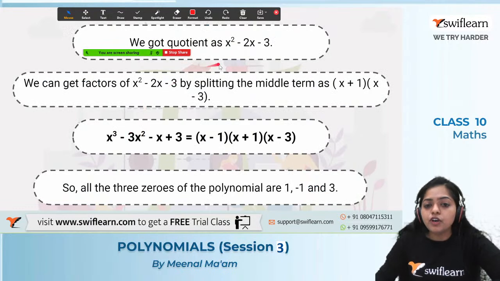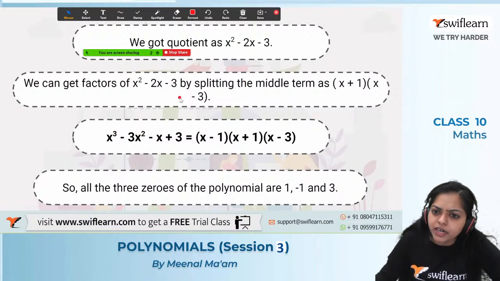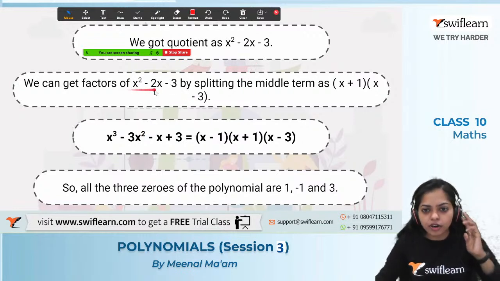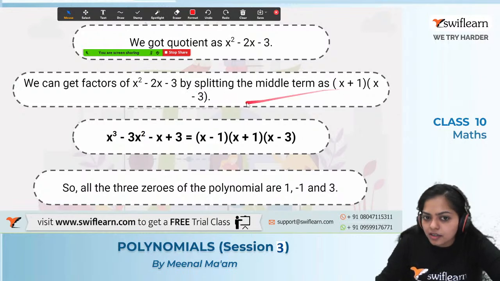And what we got as the quotient is x square minus 2x minus 3. And we split it like the middle term, since it became a quadratic equation. And we know how we can split this, by splitting the middle term. So what I will get as two factors: x plus 1 and x minus 3.